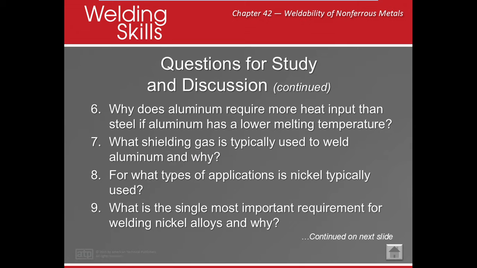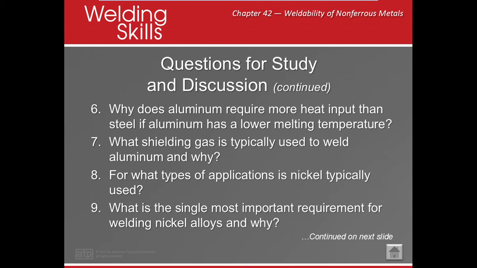Why does aluminum require more heat input than steel if aluminum has a lower melting point? Well, aluminum conducts heat 3 to 5 times faster than steel. Therefore, aluminum requires more heat even though the melting point of aluminum is lower.